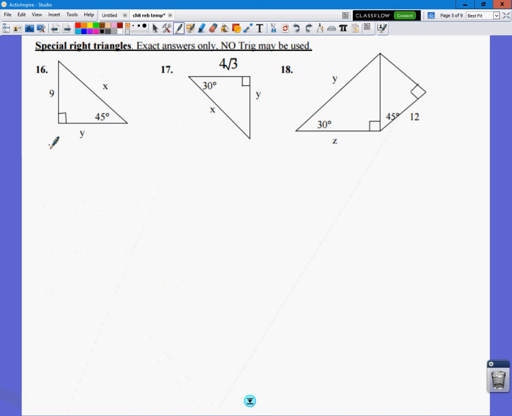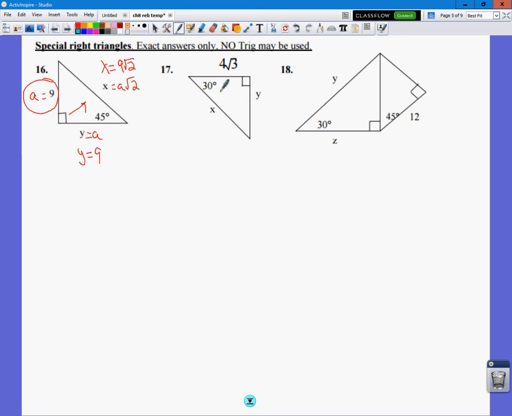Each of these problems deal with one of our special right triangles. Remember that in a 45-45-90 degree triangle, across from the two 45s, we're going to put equals a. Across from the 90, we're going to put equals a square roots of 2. This will always write out an equation. Since a is 9, y would also be 9. I just simply replace the a. x would be 9 square roots of 2 because I can replace a with the 9.